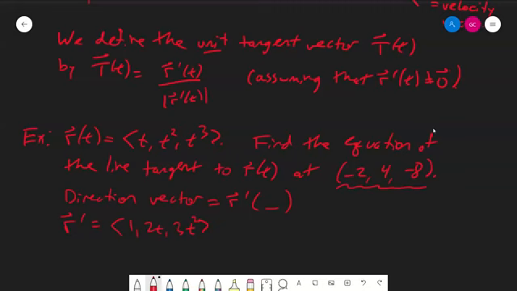So now what do I plug in? Well, the idea is that the point that I was given, -2, 4, -8, that is r at some t value. And in this case, it's pretty clear because the first component of r is t, so this must be just r of -2. And so I'm going to take that same t value and plug it in over here. So r prime of -2 is the vector 1, -4, 12. So there's your direction.